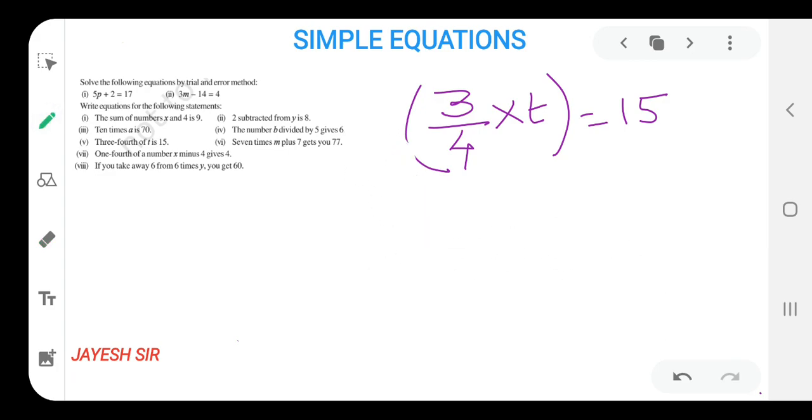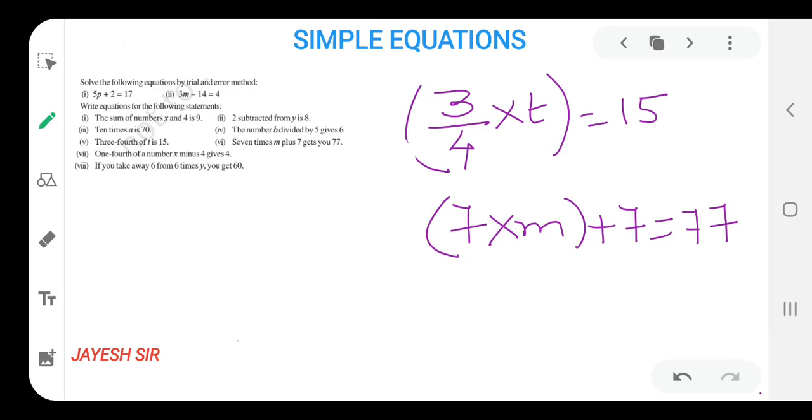Question number 7 times of m. 7 times means 7 multiplied by m. 7 times of m plus means the plus sign will indicate plus 7 gets you, that means gives 77. So in this way we can write the equation. So the equation would be 7m plus 7 equals 77. In this way also we can find it.